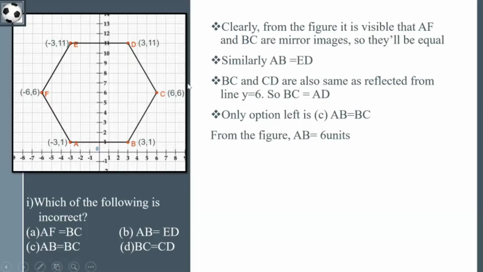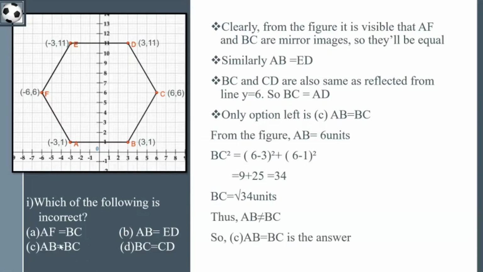Let us find out the value of BC. BC is the line segment from (3, 1) to (6, 6). Using the distance formula, I get the value of BC as root 34. So that is not equal to AB. That means this is the incorrect statement, and therefore our answer is AB equal to BC, the C part. Let us come to the second part.